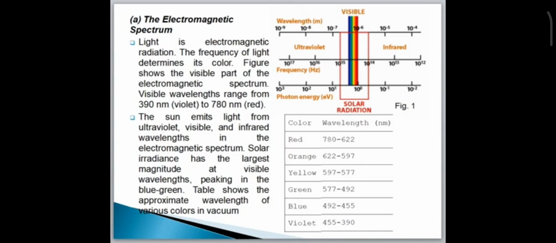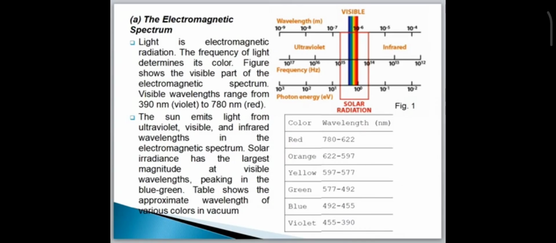The energy radiated will depend upon the wavelength of the light. If the wavelength of the light is about 390 nanometer, then it will be radiated in the form of violet color. If it is very high, approximately 780 nanometer, then it will be radiated in the form of red color. The sun emits light from the ultraviolet, visible and infrared wavelength in the electromagnetic spectrum. Solar irradiance has the largest magnitude at visible wavelengths, peaking in the blue and the green color.